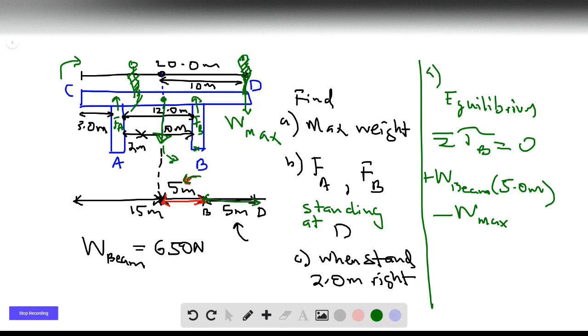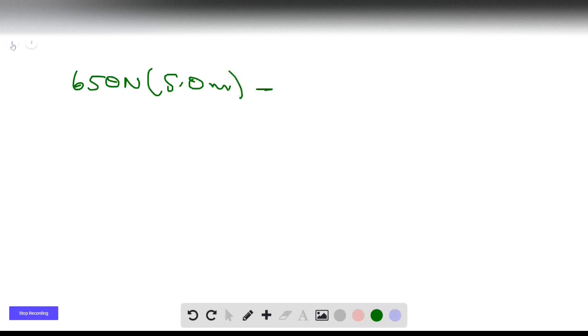They're going to be off a distance of 5 meters also. That's going to be 0, because the sum of the torques is 0. And so in the next page, we start plugging in numbers to solve this problem. We know that the weight of the beam is 650 newtons. So 650 newtons times 5.0 meters minus the maximum weight times 5.0 meters. That gives us 0.